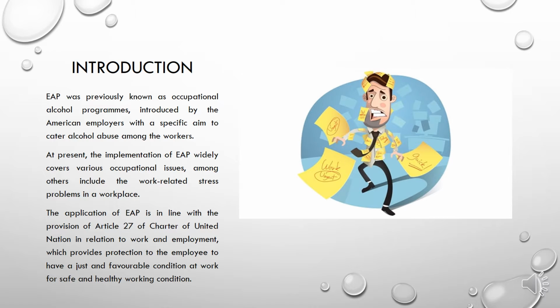Okay, as an introduction, the Employee Assistance Program, known as EAP, was previously known as Occupational Alcohol Programs, introduced by American employers with a specific aim to cater to alcohol abuse among workers. Currently, the implementation of EAP widely covers various occupational issues, among others including work-related stress problems in a workplace.